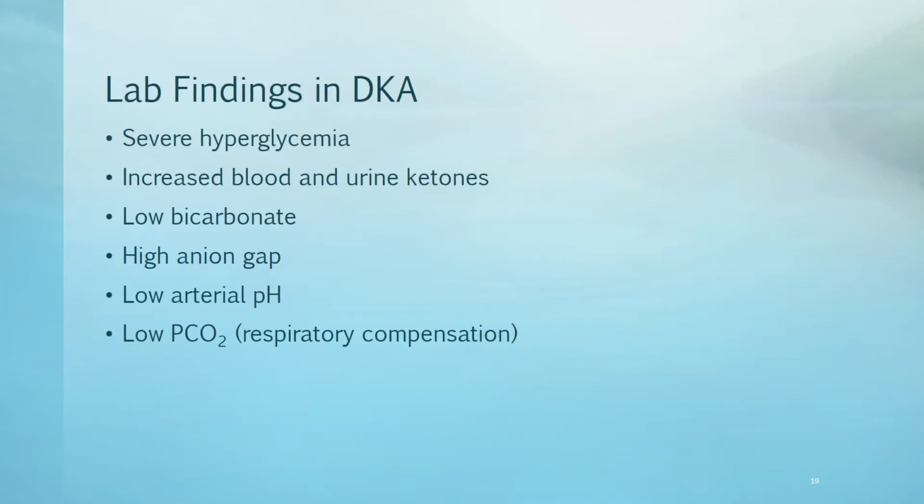When we draw labs on these patients, these are some of the things that we're going to find. They're going to have increased ketones in the blood and urine, so we'll notice that in serum and urine. We're going to see severe hyperglycemia. They're going to have a low bicarb level and a high anion gap. We'll talk about the anion gap in a few slides from now. They're going to have a low arterial pH and a low PCO2, which is where they start showing their compensation, which will be respiratory. They're going to have those Kussmaul respirations.